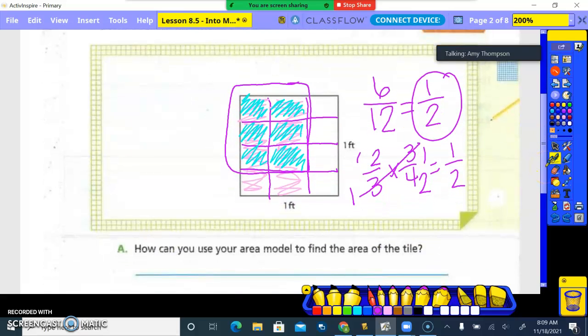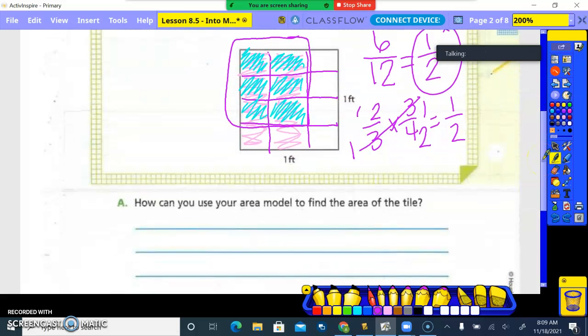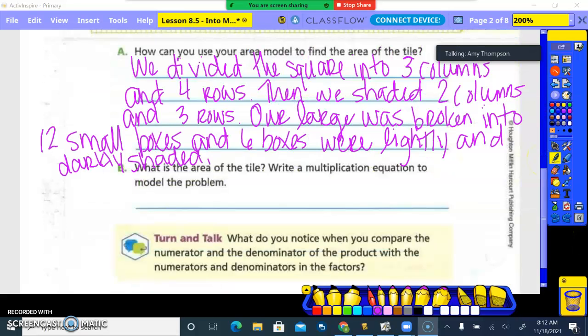Letter A, how can you use your area model to find the area of the tile? So what did we do? So we divided it into what first? So we divided the square into 3 columns and 4 rows. Then we shaded 2 columns and 3 rows. Our large box was broken into 12 small boxes, and 6 boxes were lightly and darkly shaded.